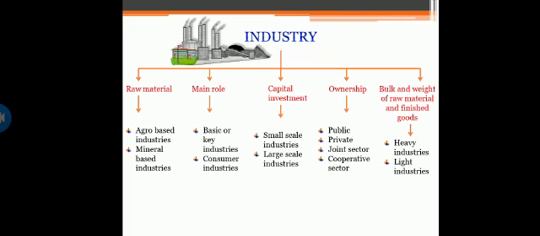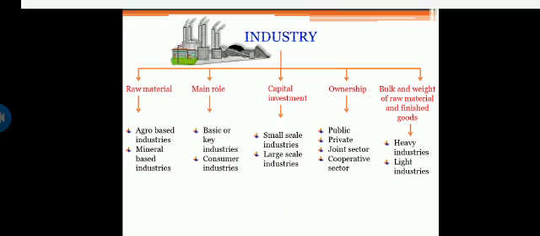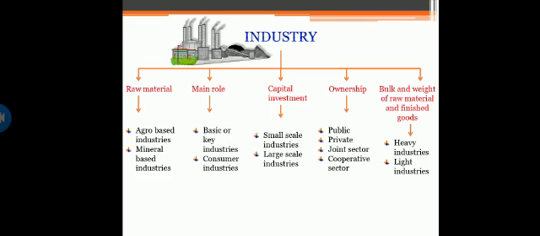So the industries are categorized on various factors. Based on the raw materials which they use, we can classify industries into agro-based industries and mineral-based industries. According to raw material, they're classified into two: agro-based industries and mineral-based industries. We are going to read in detail in the coming slides. Clear?